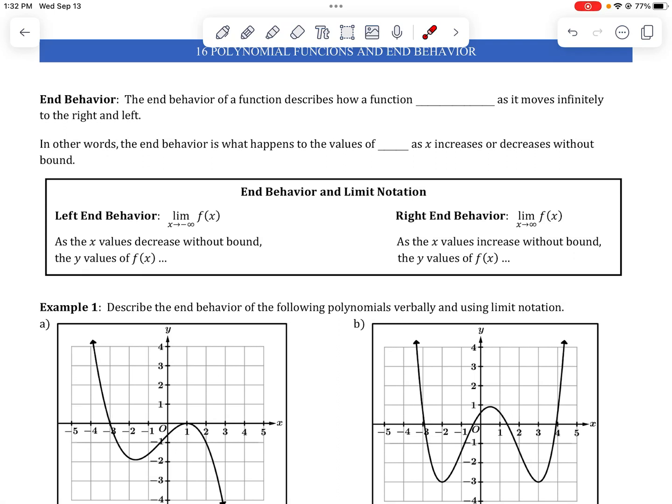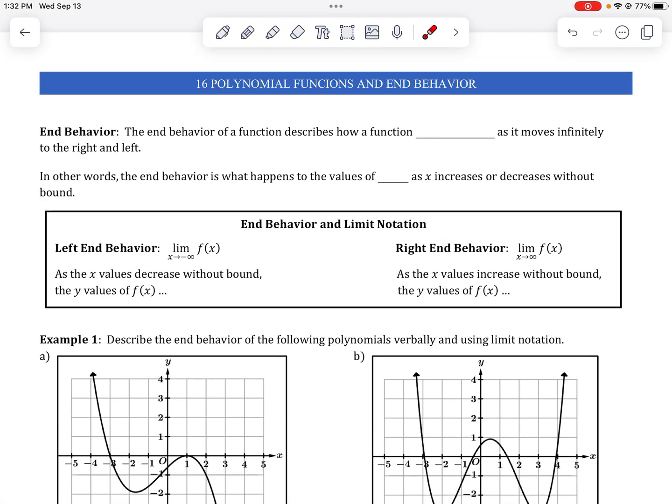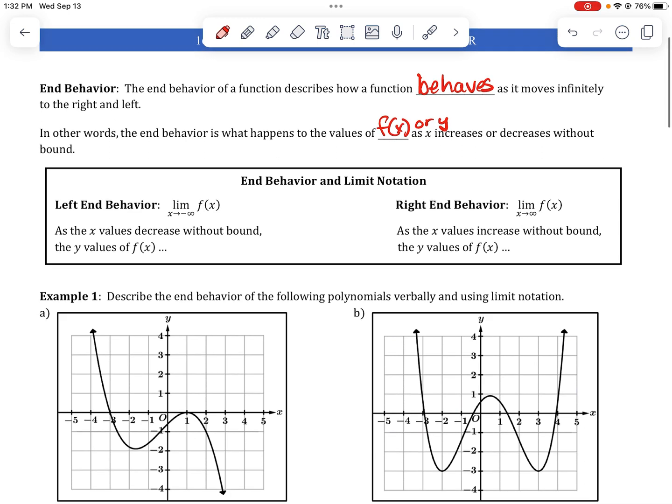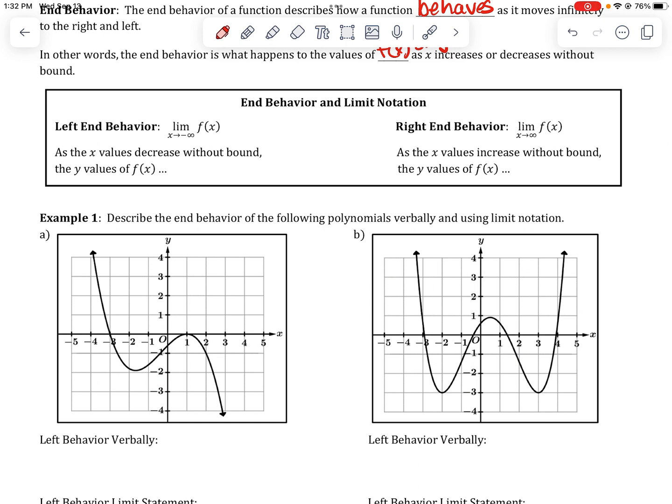So today you started taking a look at section 1.6, polynomial functions and their end behavior. You guys did some categorizing of different graphs, and the end behavior of a function describes how a function behaves as it moves to infinity to the left or right. In other words, we're wondering what happens to f of x or y as x increases or decreases. Our notation is also called limit notation.